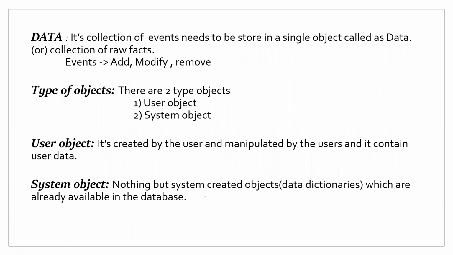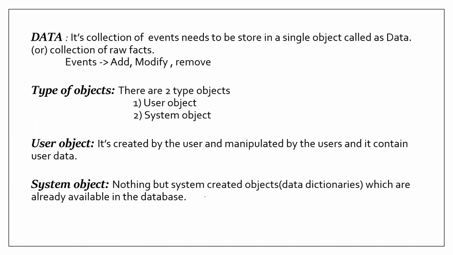How is the data stored in the database? In the form of tables. A table can have multiple columns and rows. A collection of columns and rows is called a table, right?